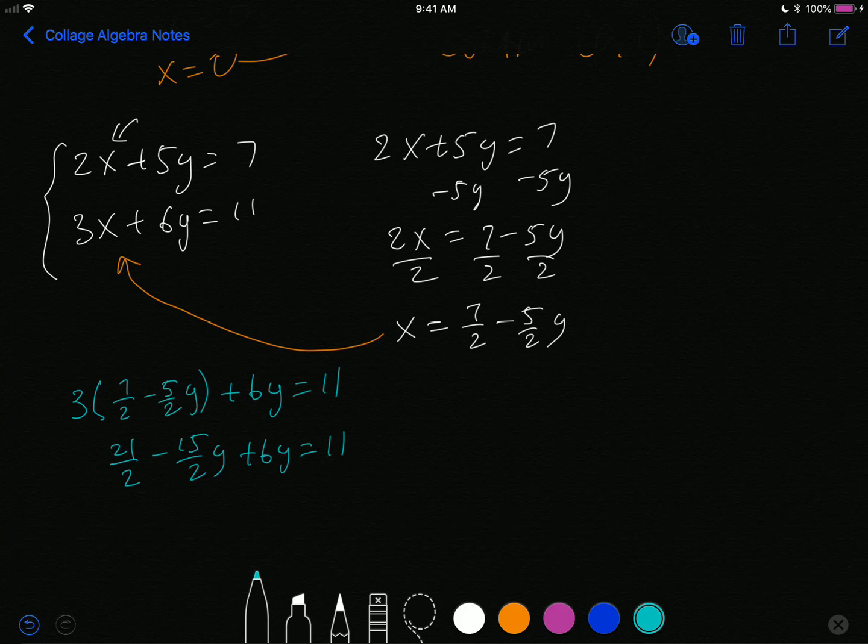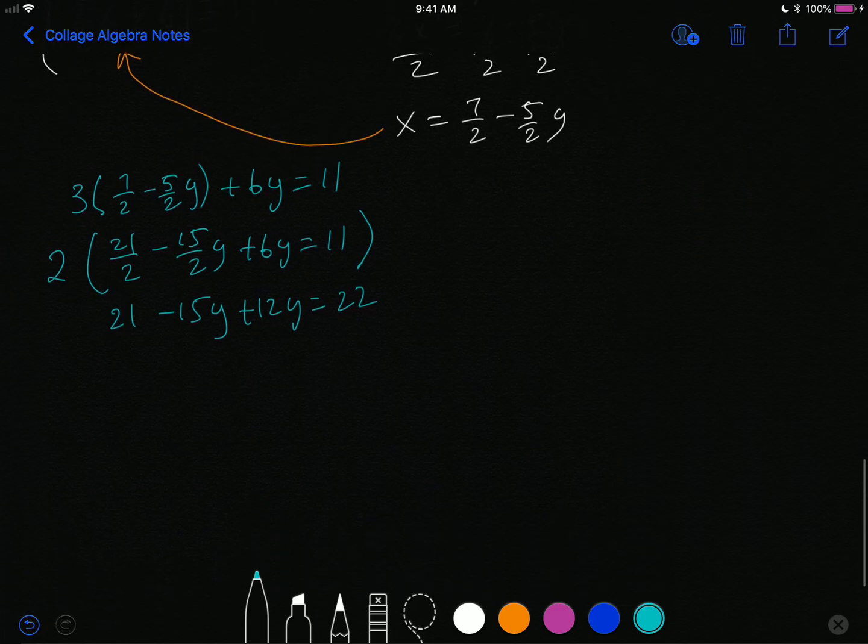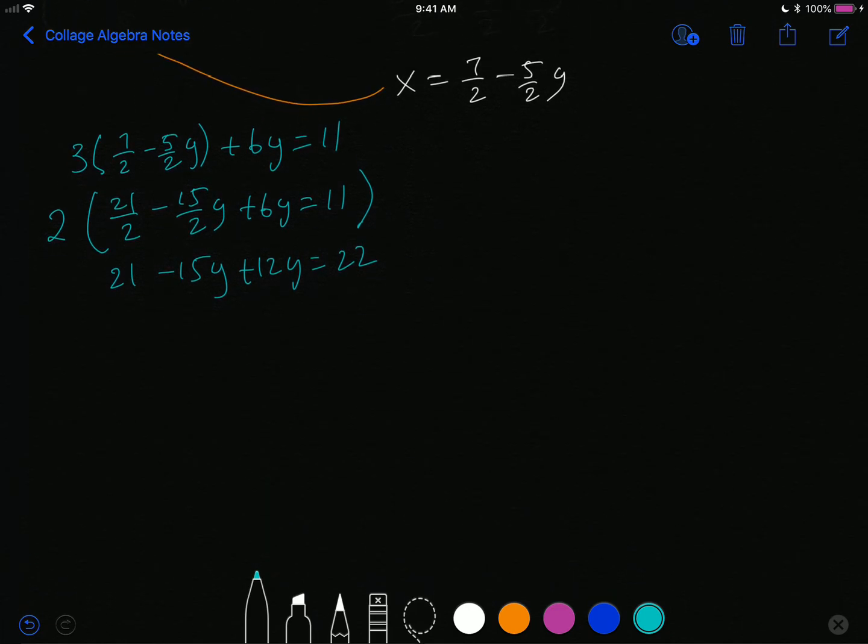Now I have a denominator of 2. I can get rid of that denominator by multiplying everything by 2. That's 21 minus 15y plus 12y equals 22. And if you look very carefully, you'll notice that all the x's are gone. So now I will subtract 21 from both sides.